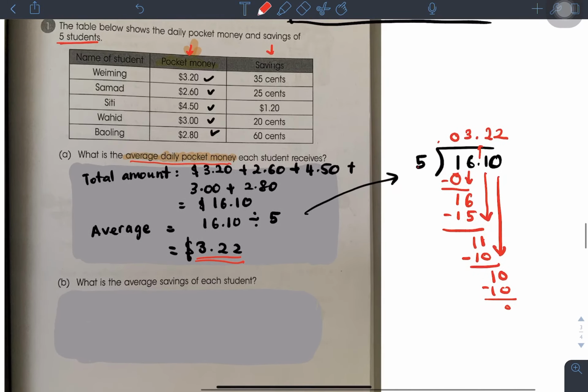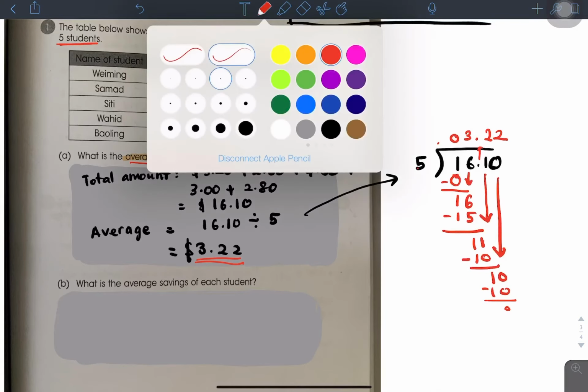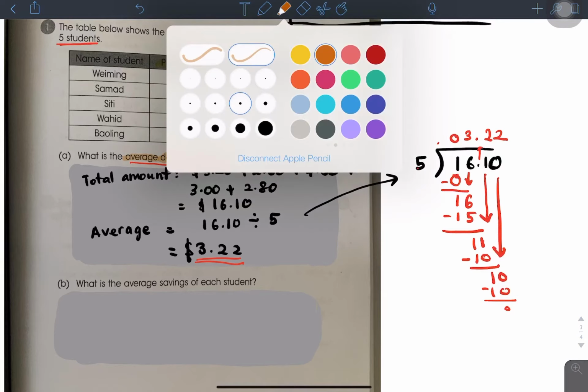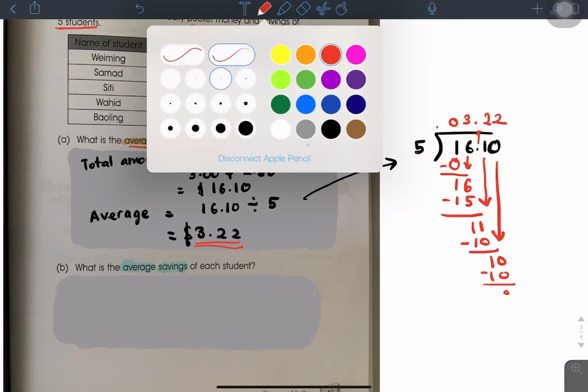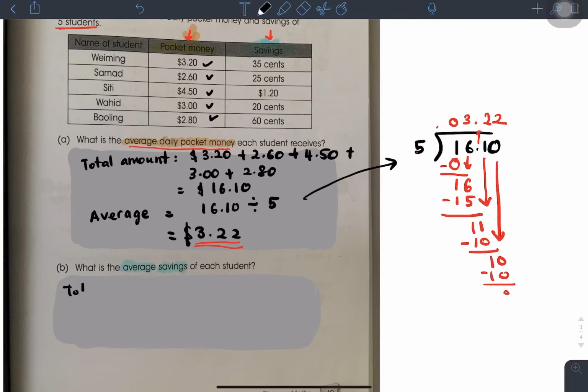Now, next question. What is the average saving for each student? If you notice, they're asking the same thing, except in a different way. This question is asking for the average for saving. Same method. First, you need to find the total amount, but this time you only focus on saving.